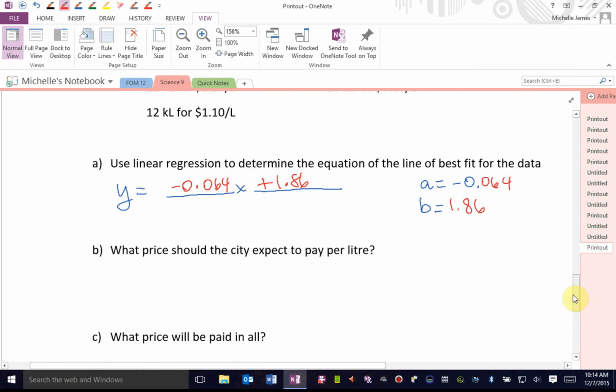So B says, what price should the city expect to pay per liter? Someone's at my door again. Just come in. So they should expect to pay 0.064 per liter.